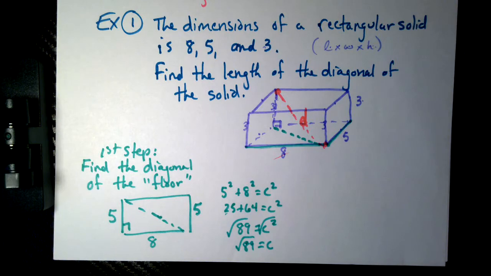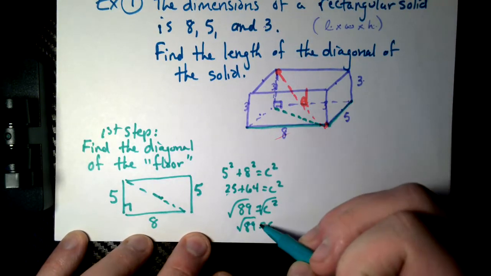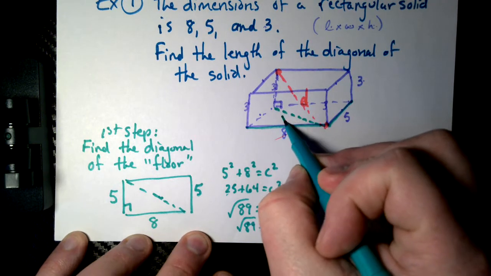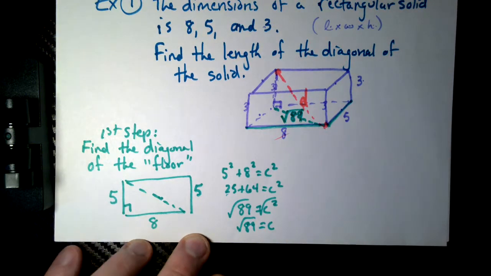But just leave it the square root of 89, and you'll see on the next step why you don't need to break it down. That's not your final answer. That only gives you the number of this diagonal on the rectangle on the floor.